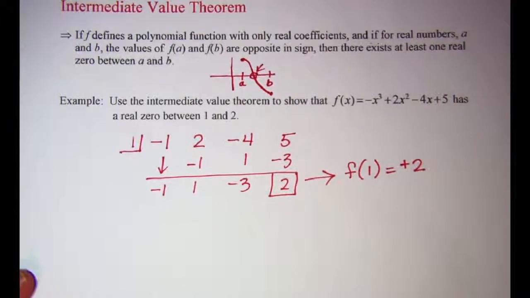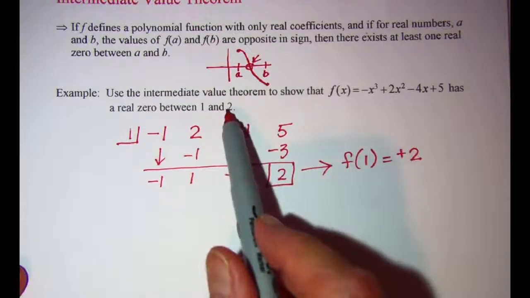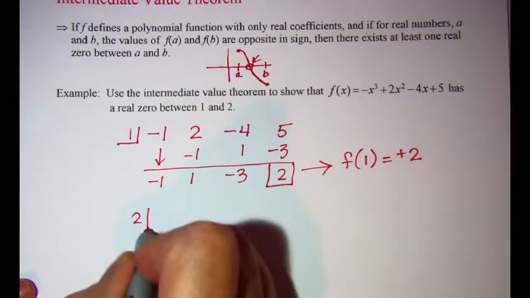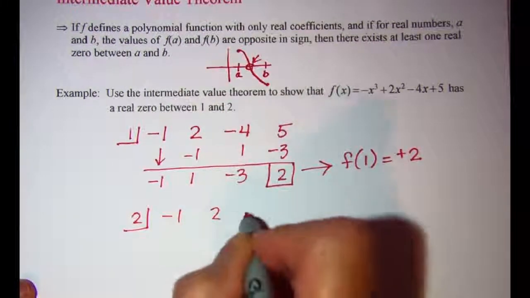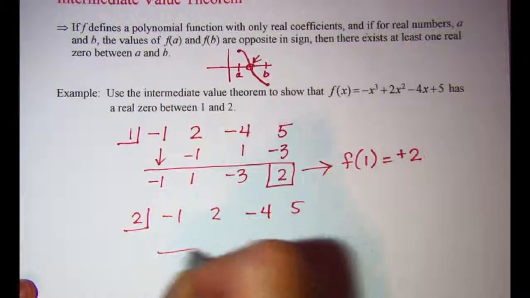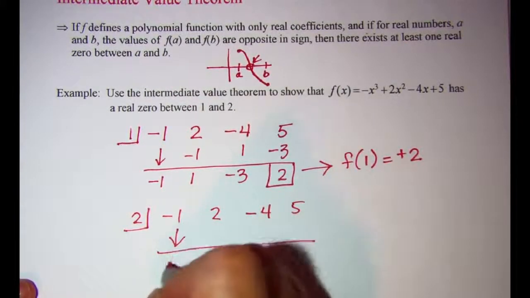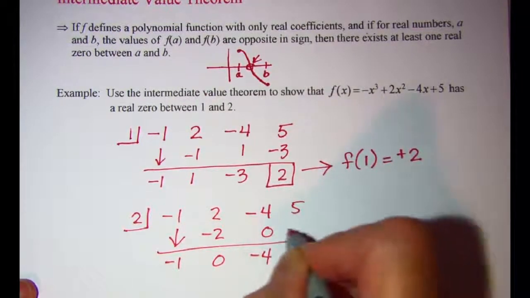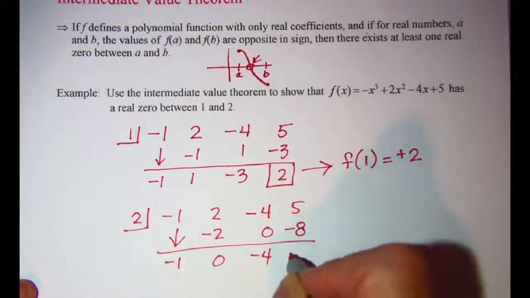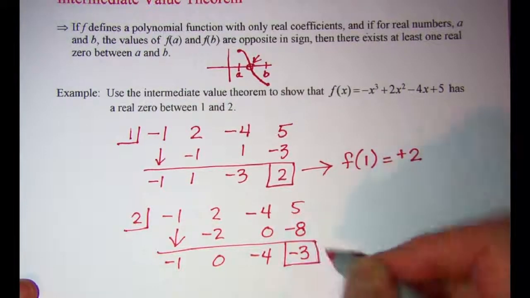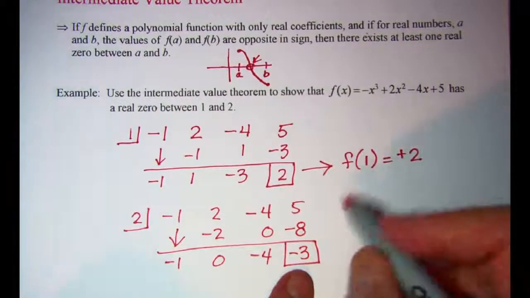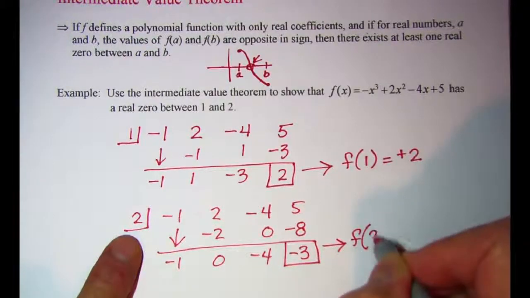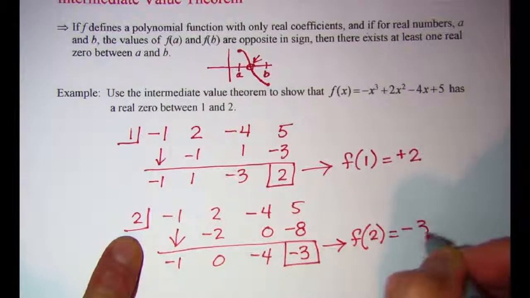Now let's go ahead and calculate f of 2 to see if I have a zero between these two x values. 2 out here, negative 1, 2, negative 4, 5. Bring this number down, negative 1. Negative 2, 0, 0, negative 4, negative 8. My remainder is negative 3. So whatever the remainder is, that's our value of f of k. So f of 2 is negative 3.